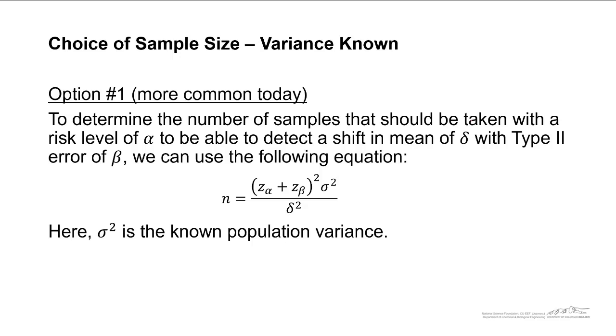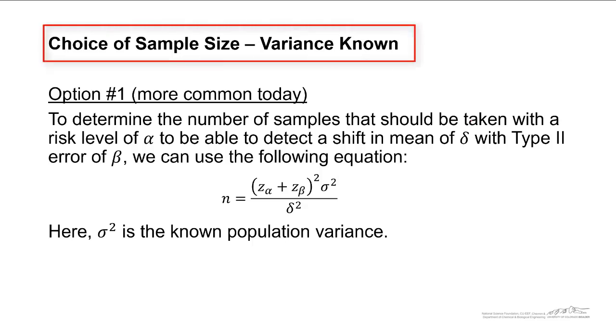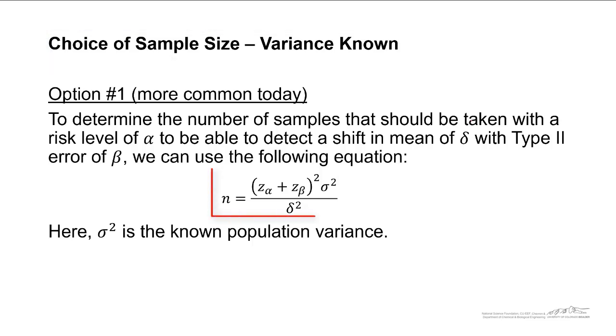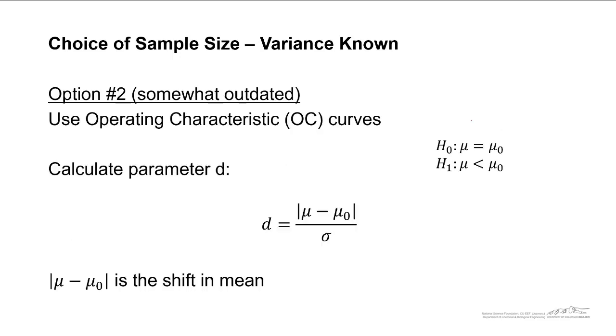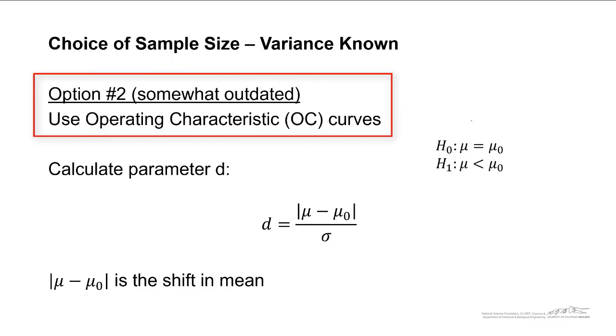Let's talk first about the variance known case. Your book goes through the derivation of this equation, but you can calculate the number of samples that you need to take in order to detect a shift in mean of delta with a risk level alpha and a type 2 error of beta. The second option is somewhat outdated, and that's to use the operating characteristic curves in the back of your book.